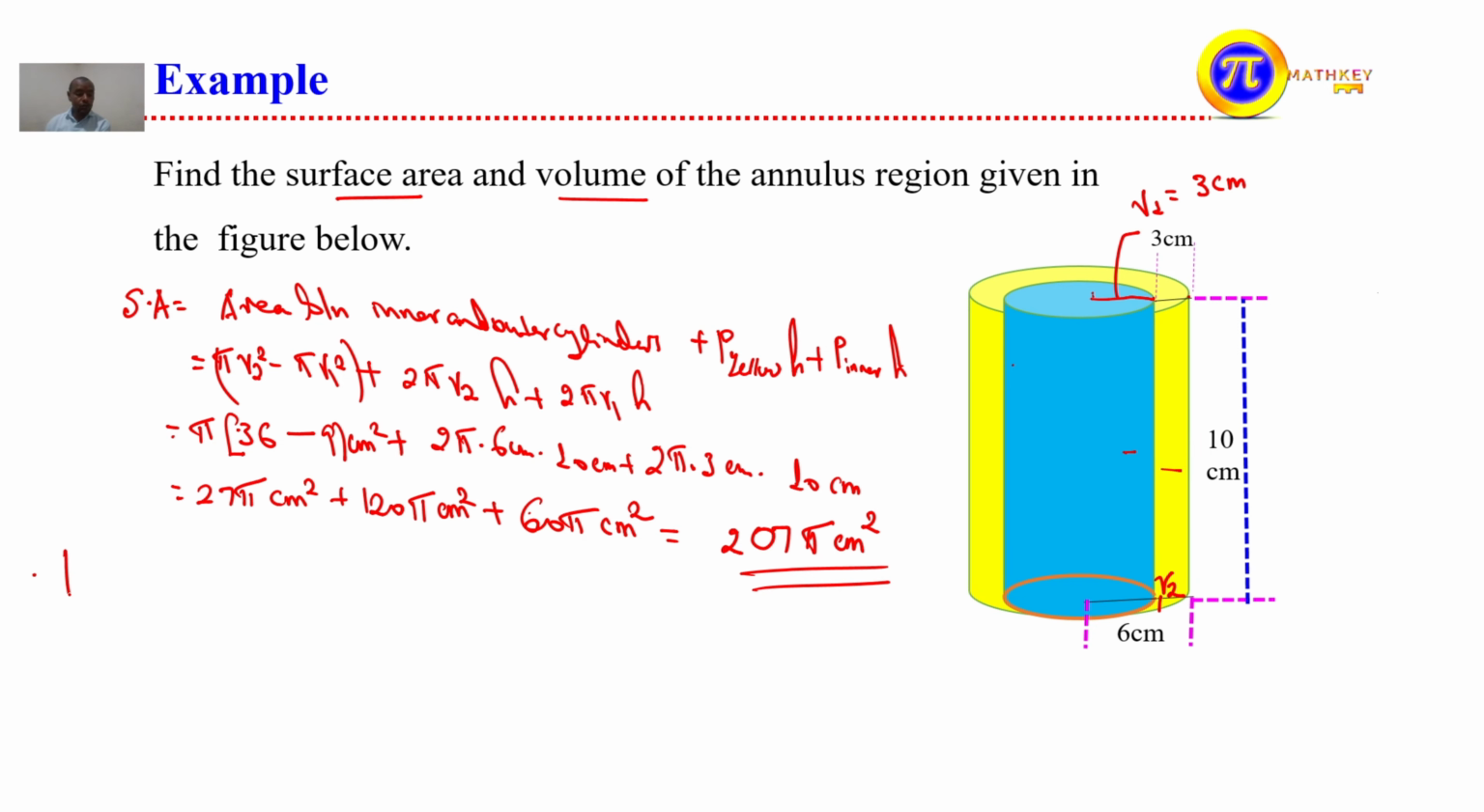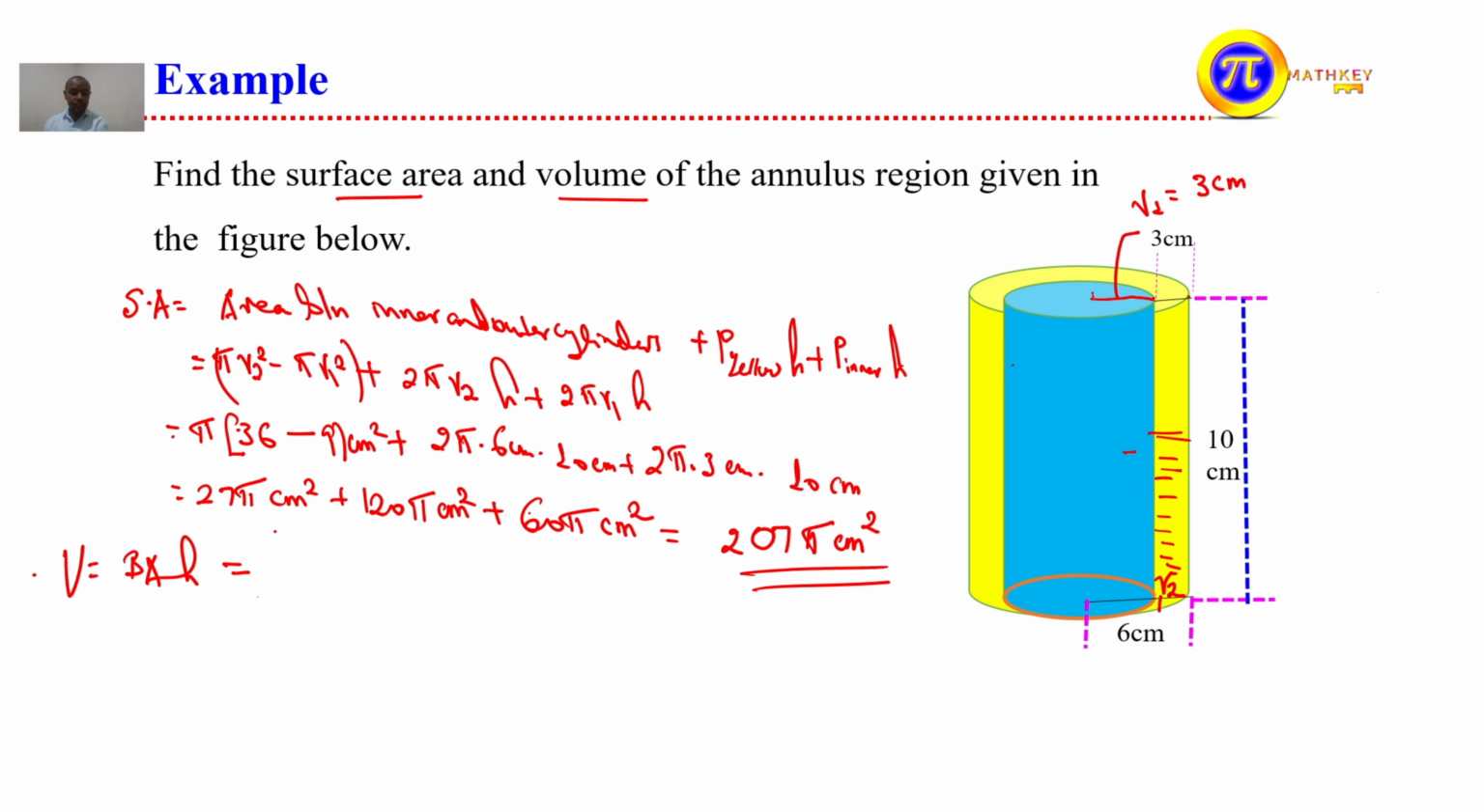The other one, the volume, is equal to what? Base area times the height of this cylinder. What is the base area for this? The difference of them. Yes, it is in between. This part is already drilled, removed. So the base area is between, the annulus, this part.